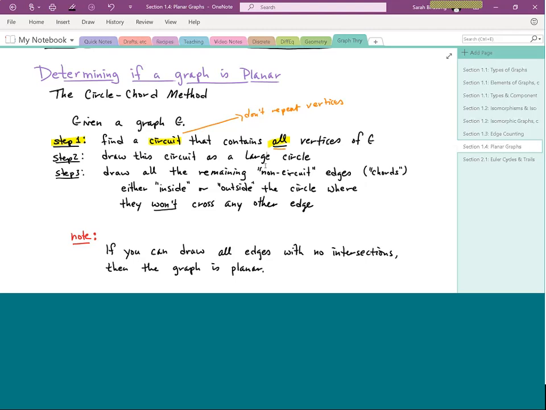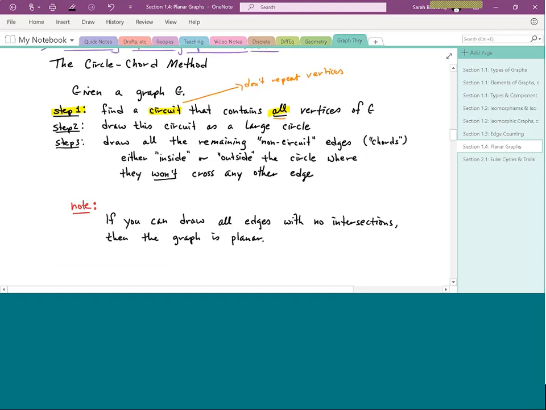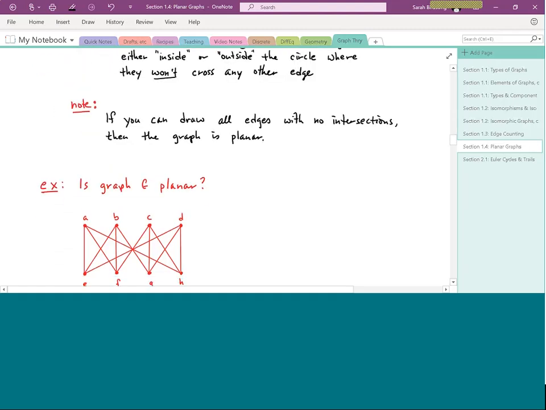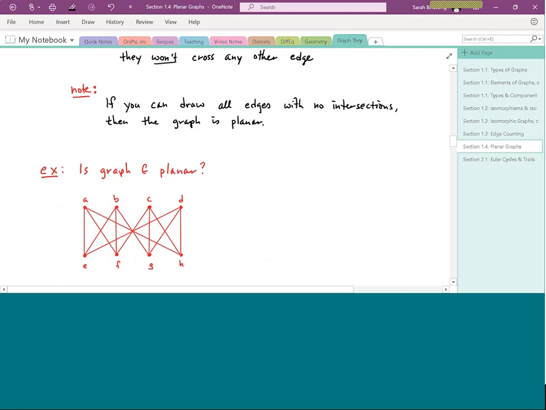But let us look at a couple of examples of dealing with this circle-chord method, and then we'll look to see what that third way of figuring out if a graph is planar or not is. All right, so first graph is this guy right here. So this guy is a bipartite graph.